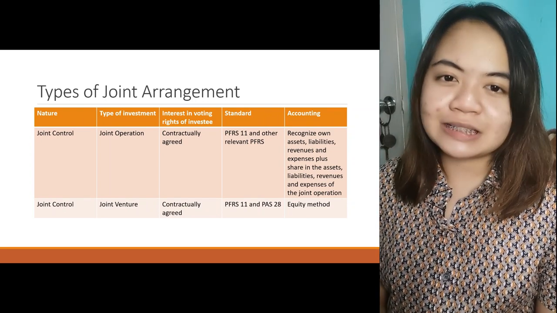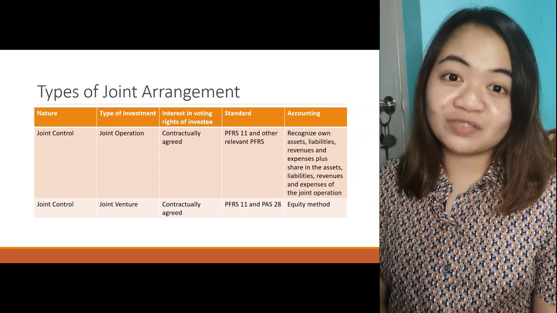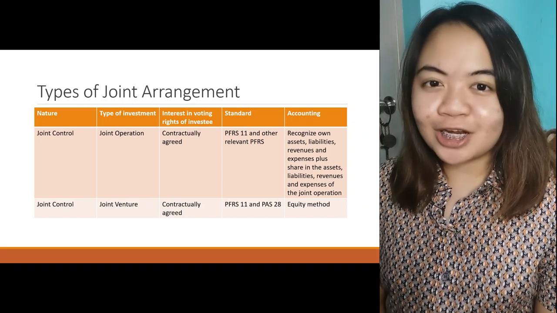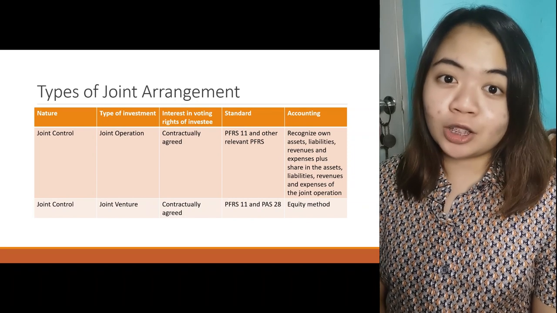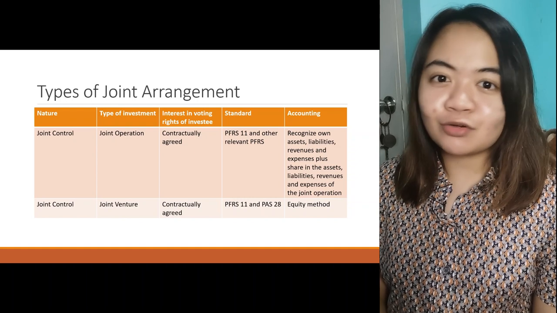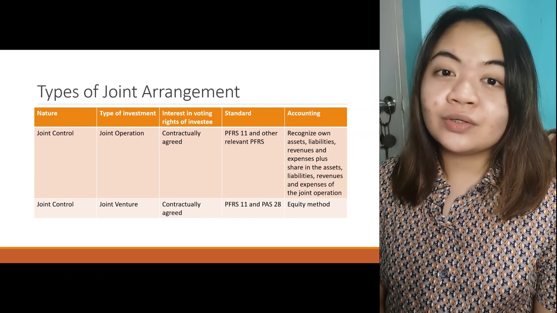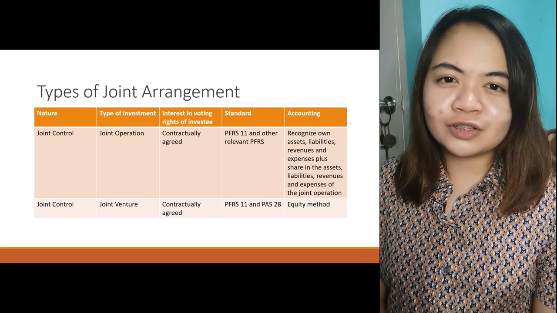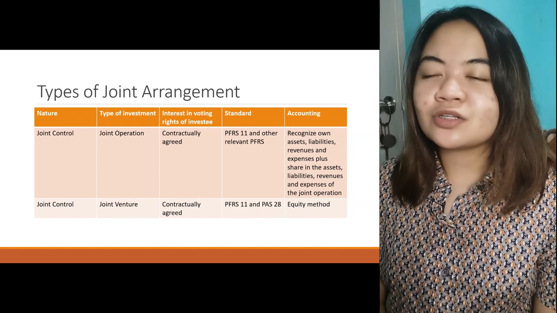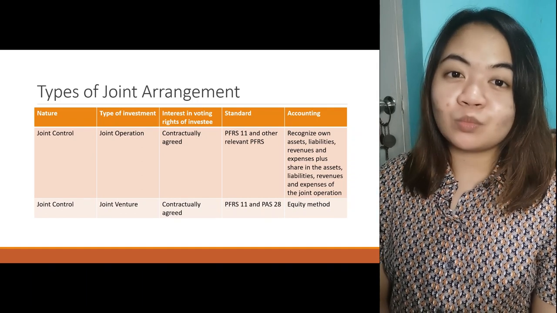Dun sa isa, joint venture, it's contractually agreed then. It follows PFRS 11 and PAS 28, that's investment in associates and joint ventures. Okay? At ang gamit na accounting method is the equity method. Sounds familiar? Yes, it's in your Intermediate Accounting 1B, if I'm not mistaken. Okay, your investment. So, in order for you to refresh how to execute an equity method, you may visit again your Intermediate Accounting 1B.